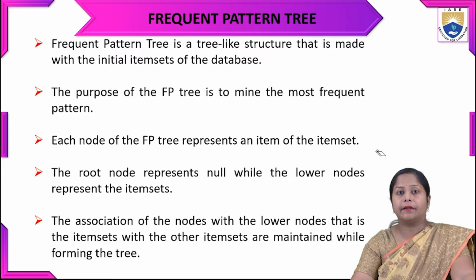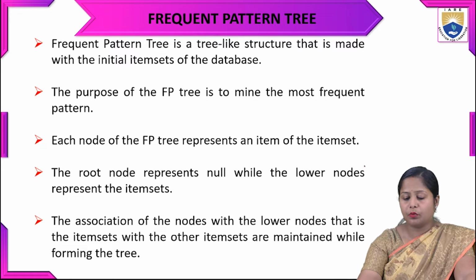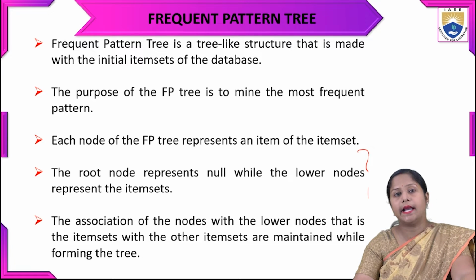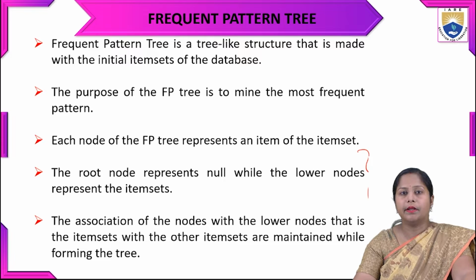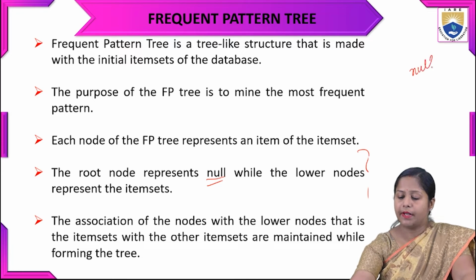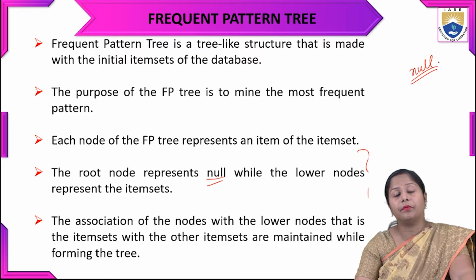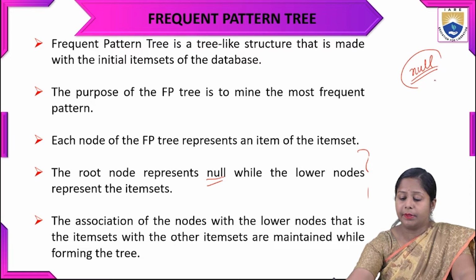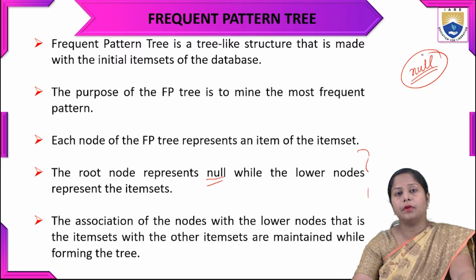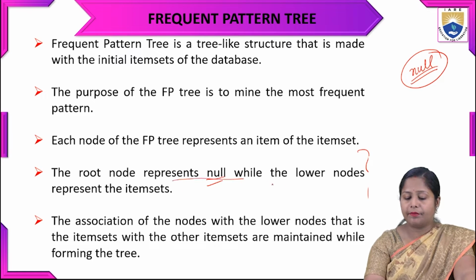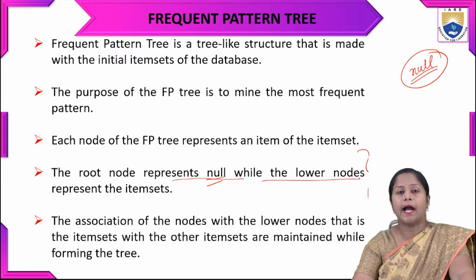While we are going to depict the FP tree, there will be a root node and child nodes, a tree-like structure. The root node represents the null value. That is where the FP tree starts, and it is null in nature. There will be no particular transactions. The lower nodes represent the item set.